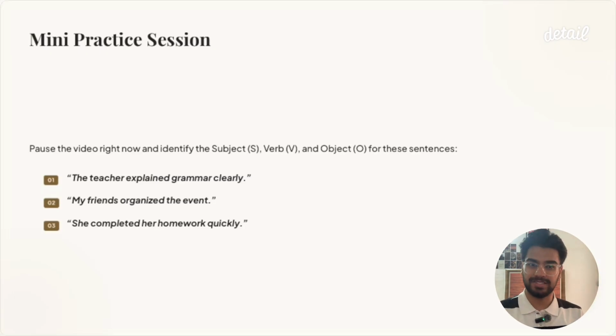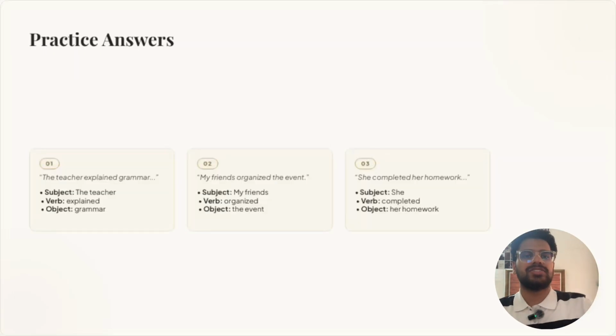I hope you would have identified. Let's check the answers. In sentence 1, subject is the teacher, verb is explained, and object is grammar. And extra information is given by the word clearly, which is an adverb. In sentence 2, subject is my friends, verb is organized, object is the event. In sentence 3, subject is she, verb is completed, and object is her homework. I hope you got all right, isn't it?